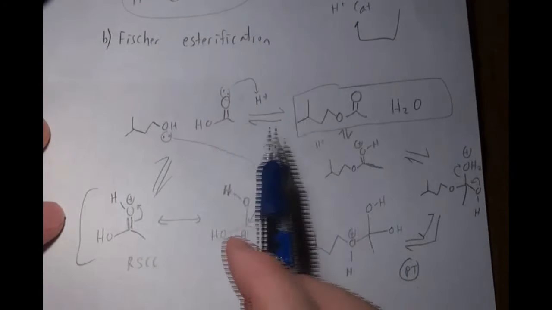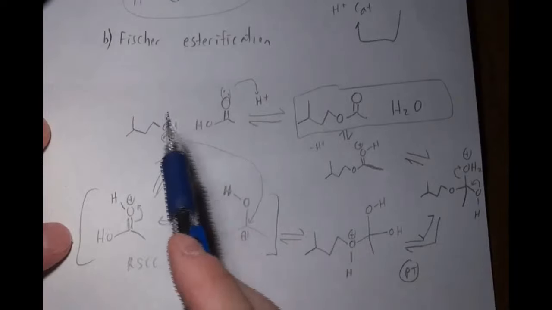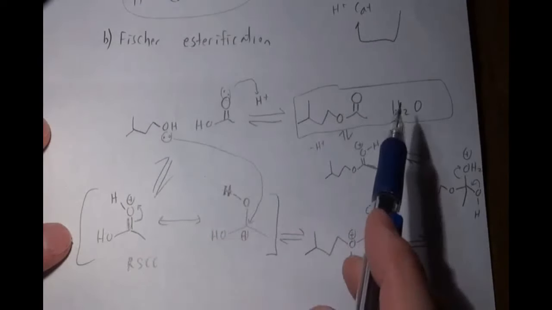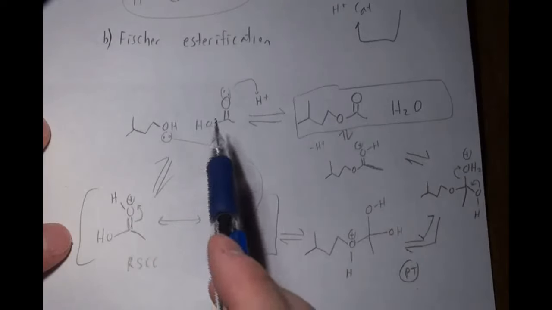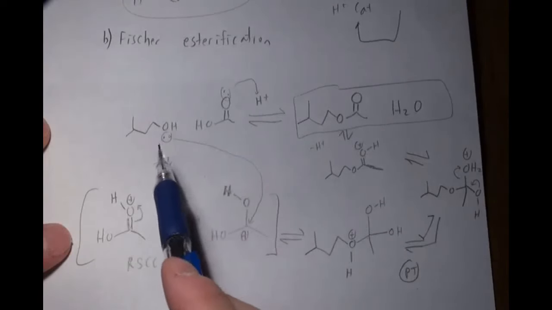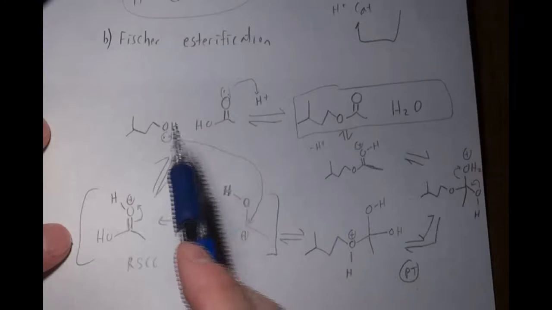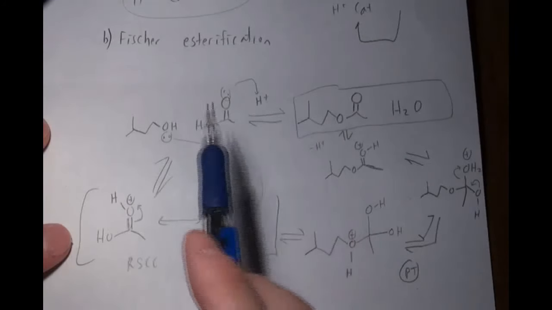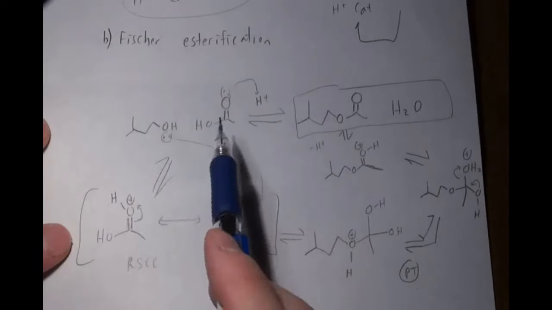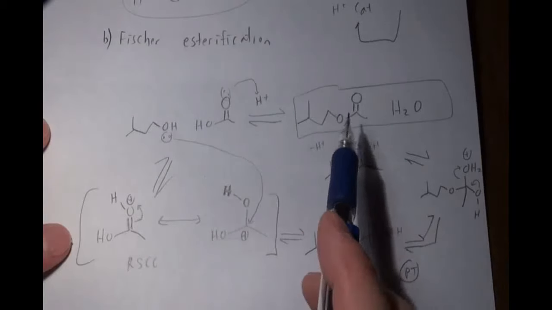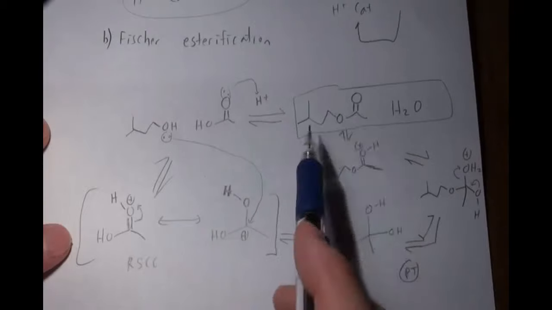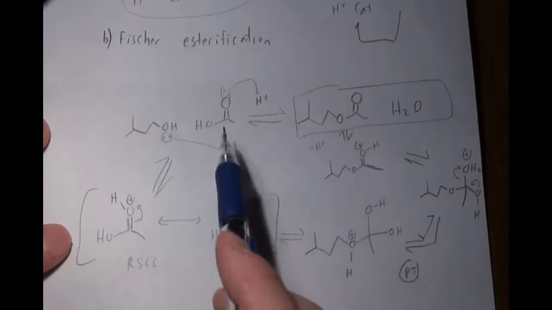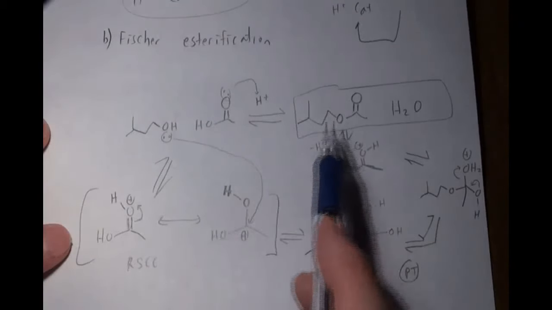Very lastly, as an equilibrium, I'm going from A plus B to C plus D. If I want to go from left to right, I would maybe have one of these in excess, maybe the alcohol in excess. If I want to make this product, I would maybe have this or this in excess. If I want to go the other way, if I have an ester and I want to cleave the ester back to these two pieces, how could I do that?